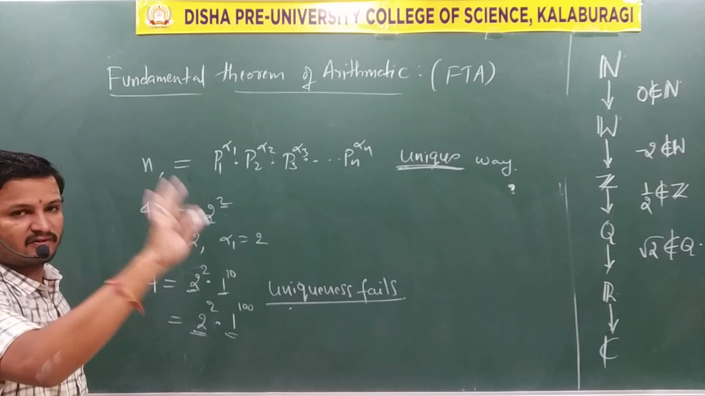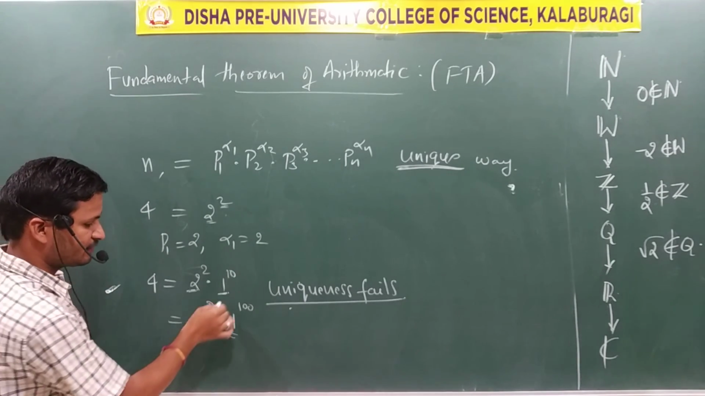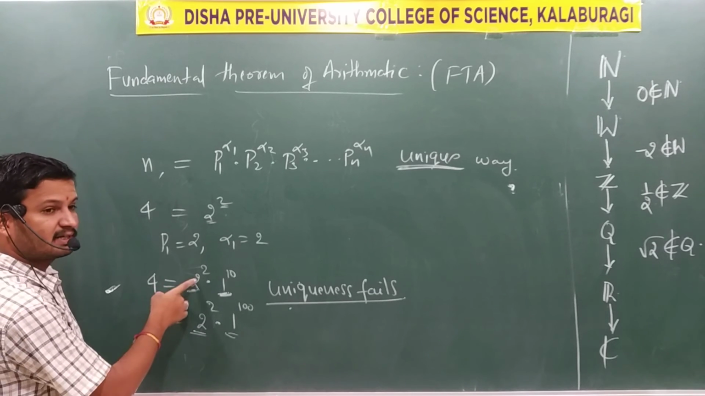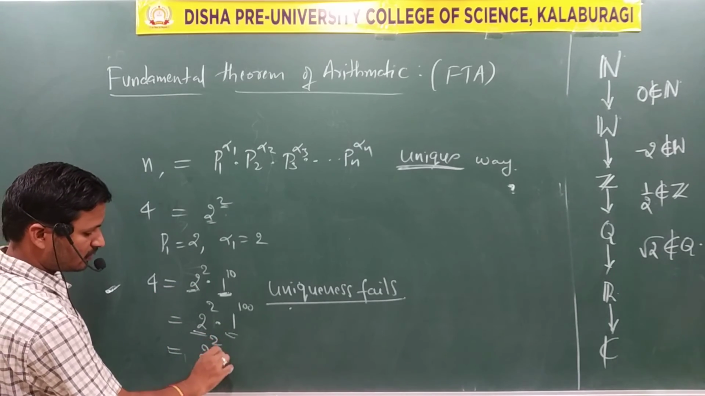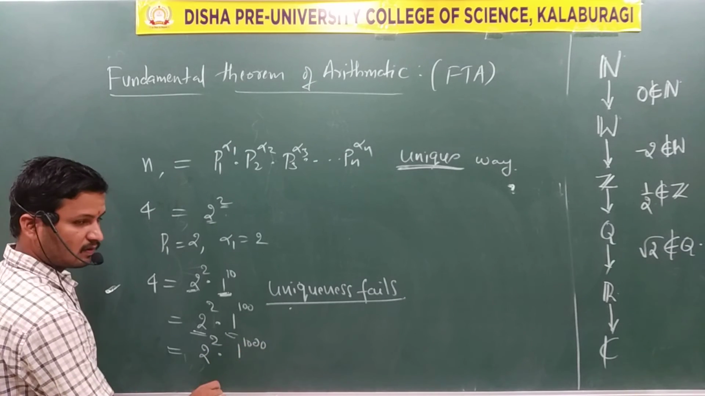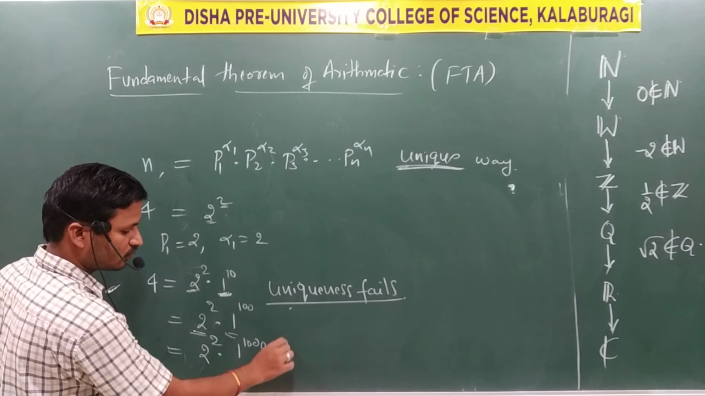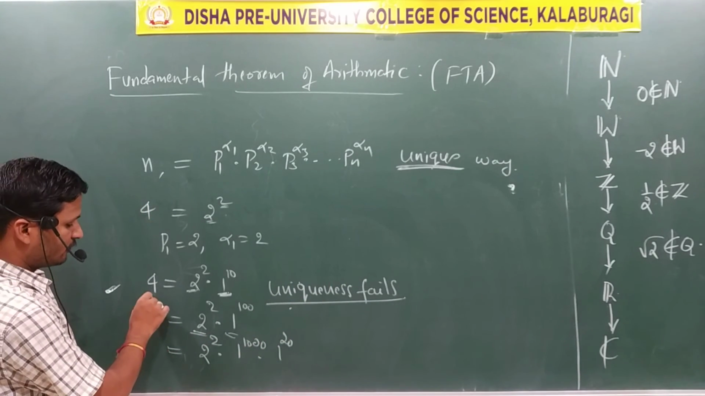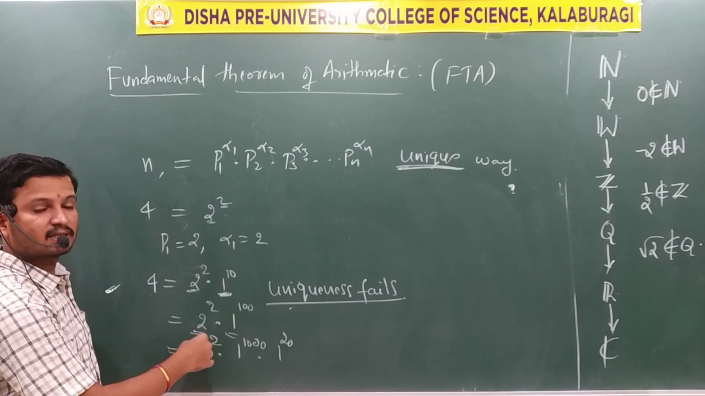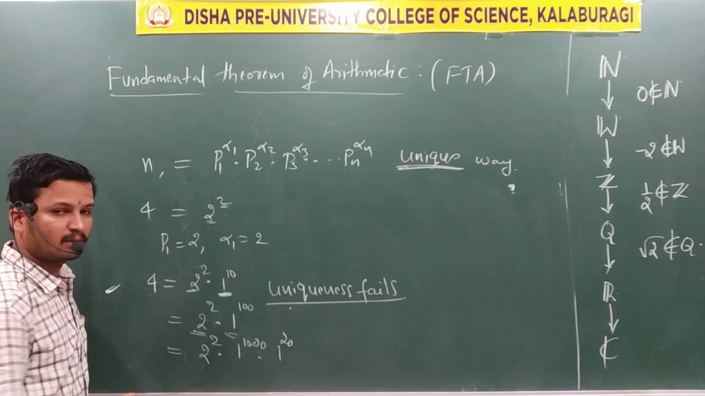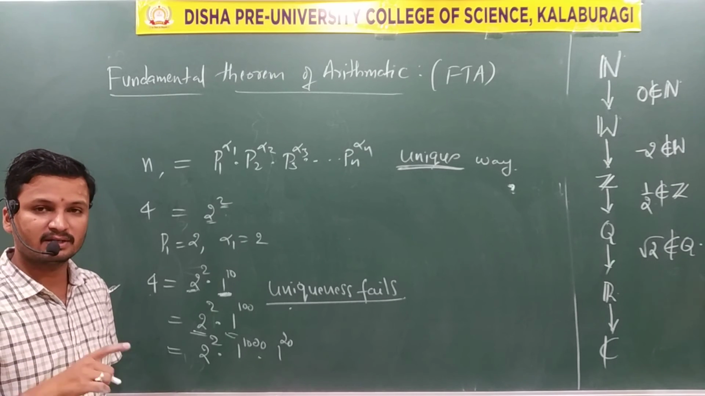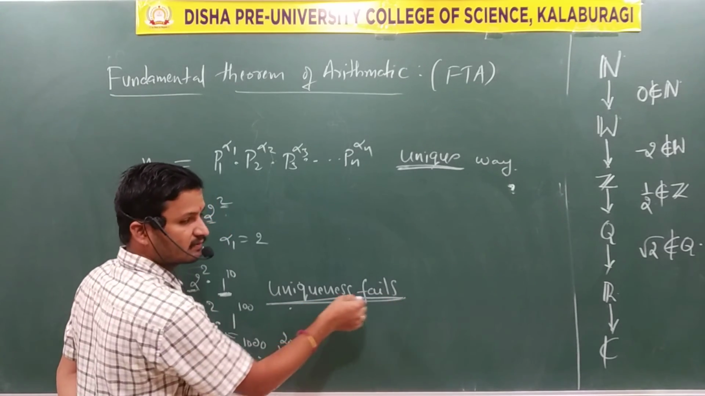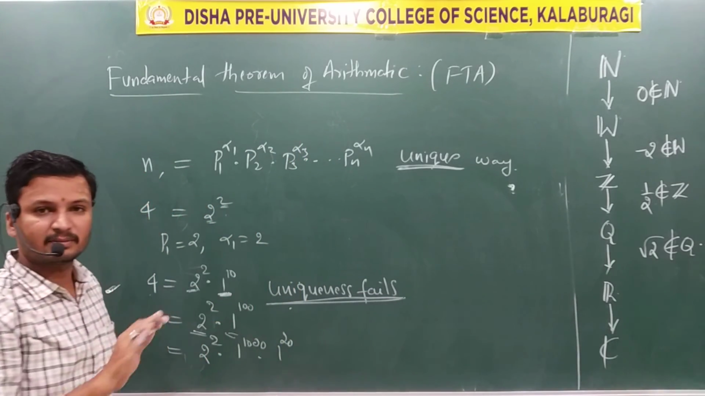Uniqueness fails means this theorem itself is false. Is it right? If I assume 1 is a prime number, then this 4 can be expressed in many different ways. Again, I will write 2 to the power 2 into 1 to the power 1000, or 2 to the power 2 into 1 to the power 1000 into 1 to the power 20, like this. So 4 can be expressed in different ways if I assume 1 is a prime number. If uniqueness fails, the fundamental theorem of arithmetic fails.